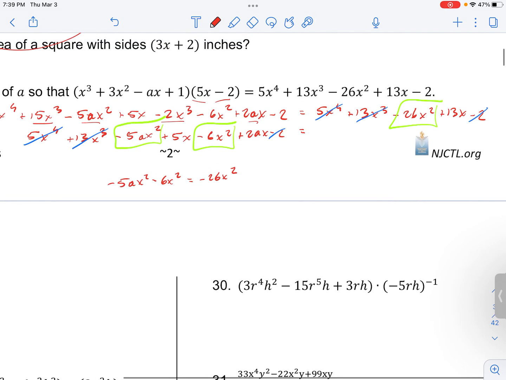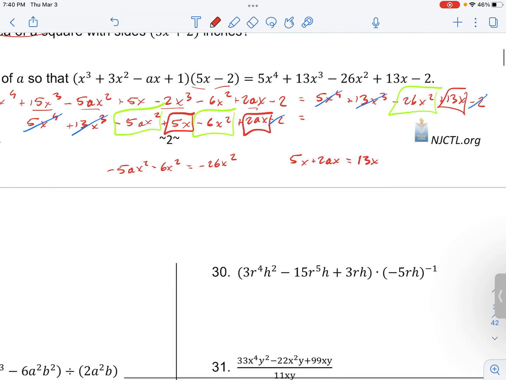Then I'm left with my x terms. So I have a 5x and a 2ax on the left hand side. Those must equal the right hand side x terms, which is a 13x. Now we're going to go ahead and solve for a.